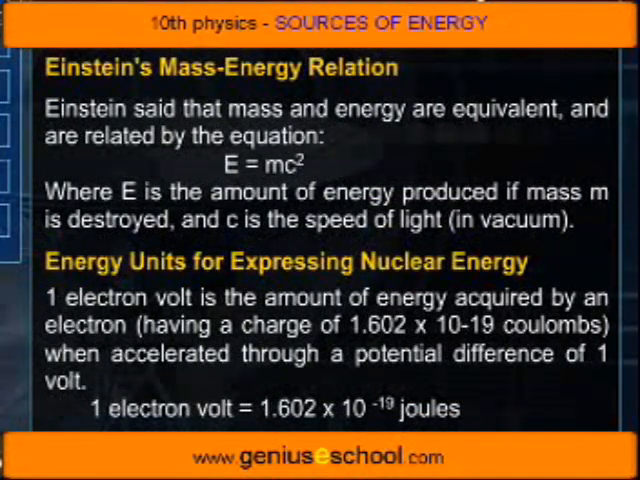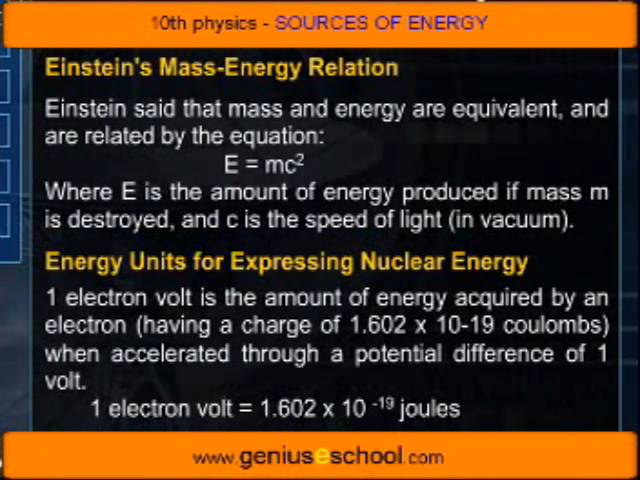Einstein's mass-energy relation. Einstein said that mass and energy are equivalent and are related by the equation E = mc², where E is the amount of energy produced if mass m is destroyed and c is the speed of light in vacuum. Energy units for expressing nuclear energy.